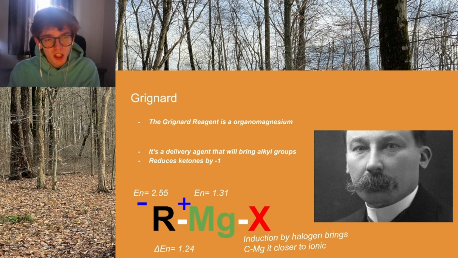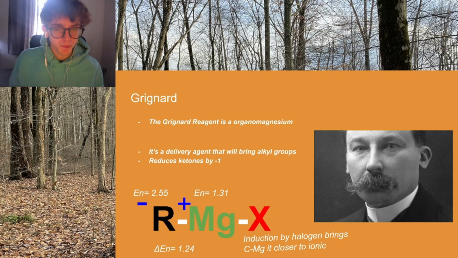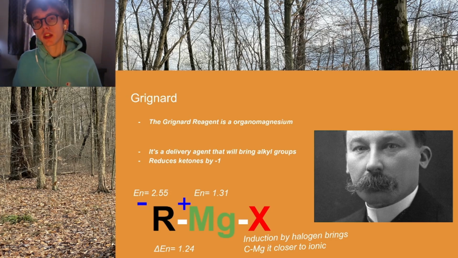Simply, the Grignard reagent is an organomagnesium, meaning it's an organic molecule with a magnesium in it. Quite simple. But it's important to know that this is a delivery agent. Now, we did see delivery agents with lithium aluminum hydride and sodium borohydride, but this one doesn't deliver hydrogens. It is going to deliver alkyl groups, right? That's what that R is down here, and it's going to reduce ketones by -1, and we're only going to see it used with ketones in this chapter.